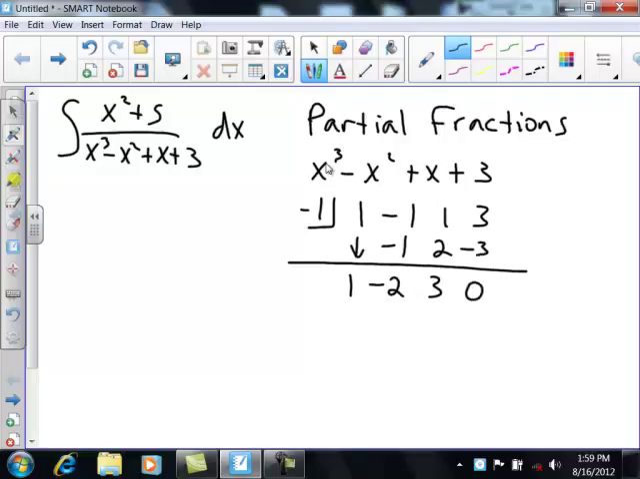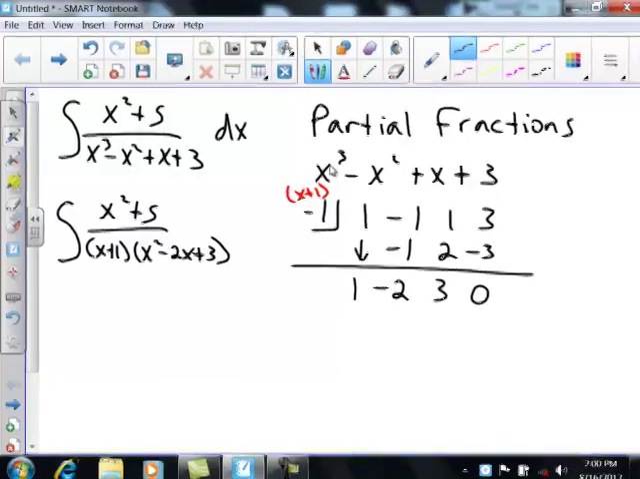Since I checked negative 1, my factor is x plus 1. So I can rewrite this as the integral of x squared plus 5 over x plus 1 times x squared minus 2x plus 3. Now, x squared minus 2x plus 3 is not something we can factor with rational coefficients. We'll probably have some irrational stuff in there, so we're going to leave it like that for the sake of what we're going to do with partial fractions.